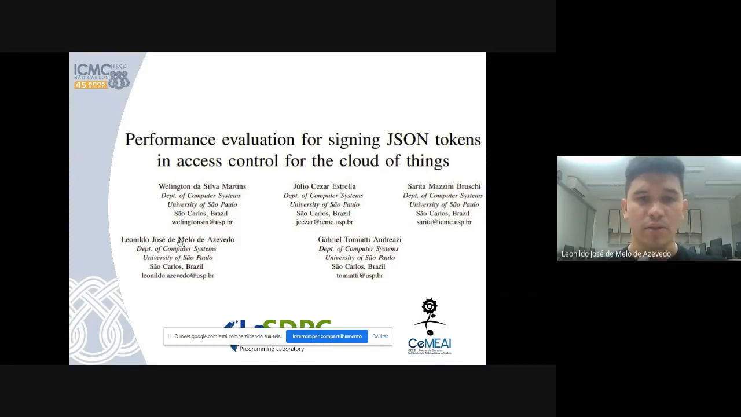I am a PhD student at the University of São Paulo, and I will present the work A Performance Evaluation for JSON Web Tokens in Access Control for the Cloud of Things. This work was carried out in the LaPS and supported by CAPES.